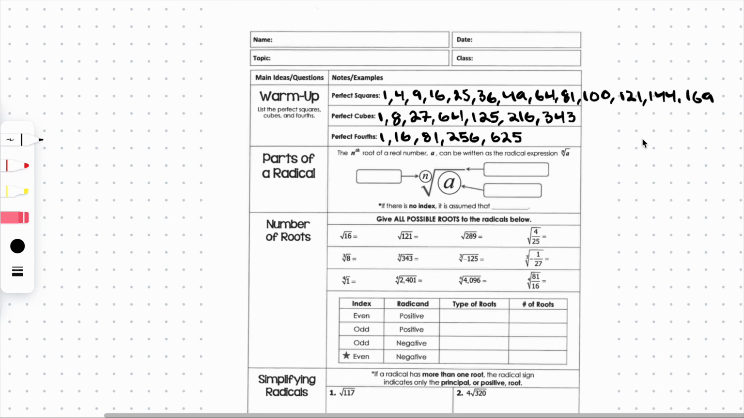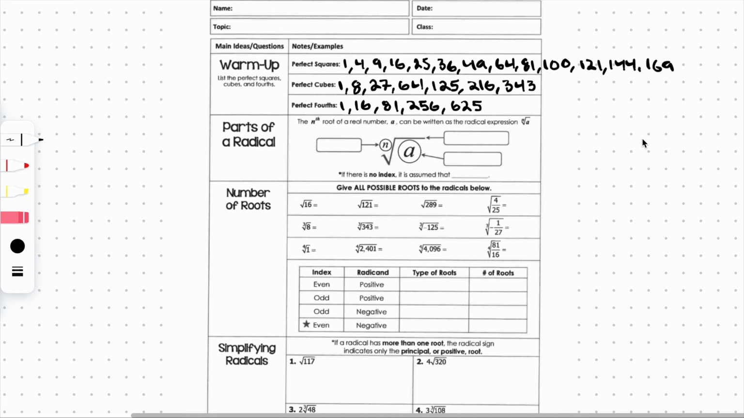Okay? So just as we go through this unit, you'll be more comfortable with recognizing some perfect squares, perfect cubes, and perfect fourths. And that's just going to help your overall numerical fluency, and just recognizing sort of how to simplify a radical or how to rationalize something. And you can just work quicker.